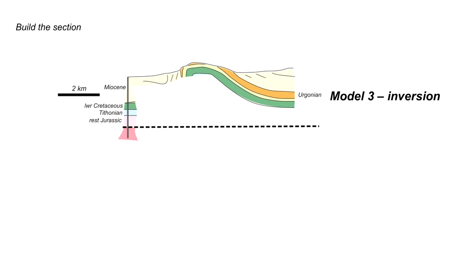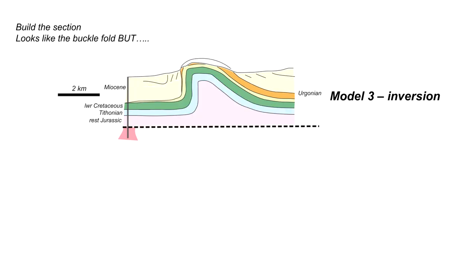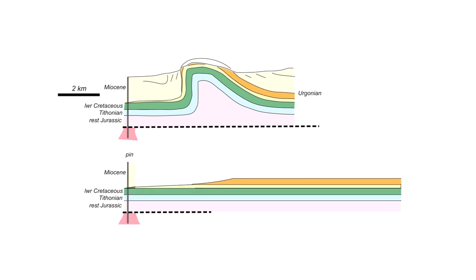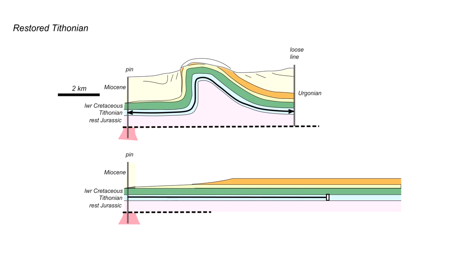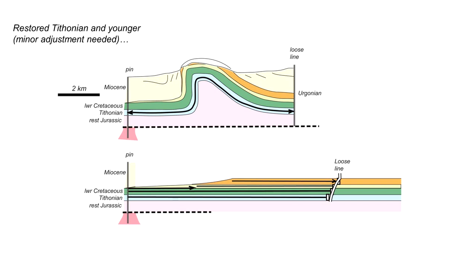So we've built the back limb and we're actually creating the buckle fold geometry for the layers of Tithonian and younger strata. But what we're going to argue is that top basement marker has been offset. So let's put our restoration back from what we did before. We know how this is going to play out for the Tithonian and younger rocks. Put our loose line on and put our measurements on. The Tithonian measurements, well, let's just put them all on again. So there is our loose line for our restoration, and we did this for the buckle fold geometry.